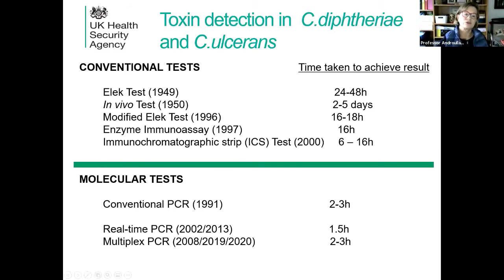So we then went on to molecular testing, PCR. The conventional PCR for detection of the diphtheria toxin gene was developed in 1991. And this led to further developments in technologies and platforms. We have a real-time PCR, which was developed in 2013, and also various multiplex PCRs, which were developed over the years, which I will describe briefly.